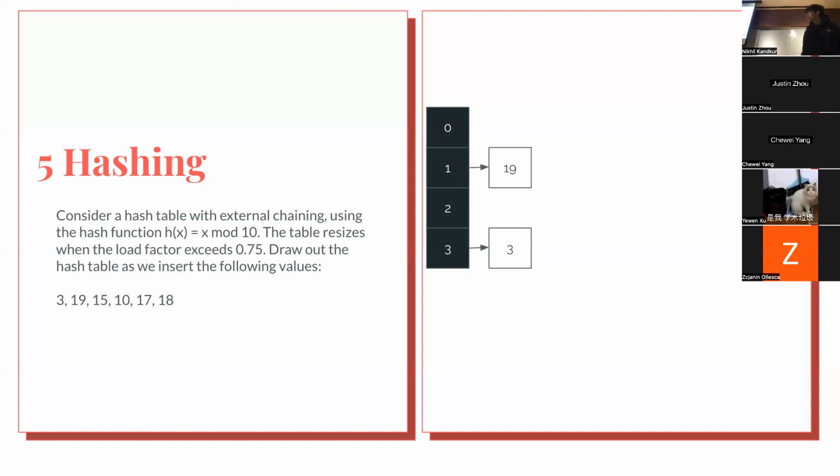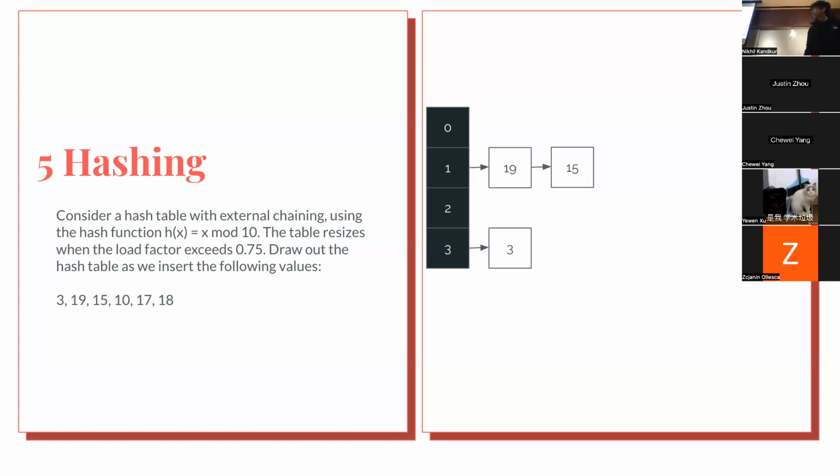After that, we add 19, which 19 mod 10 will give us... Oh, interesting. Okay, it seems like it's modded by 3. Okay, yeah. So that'll add it to the 1st index. 15 gets added to the 1st index as well.